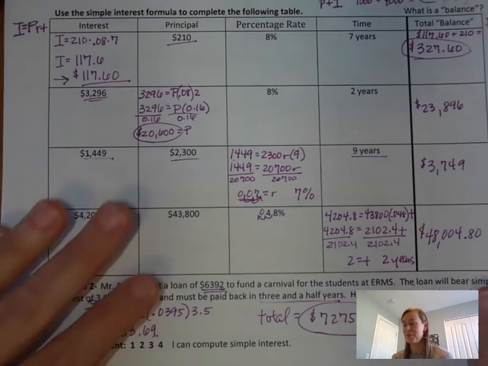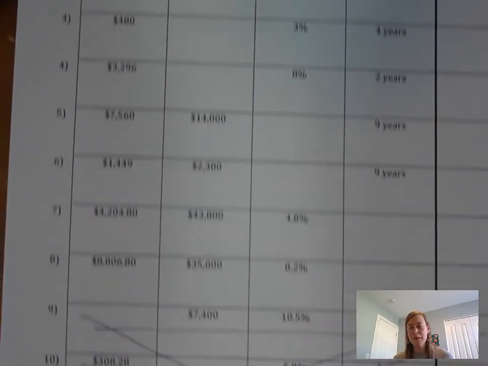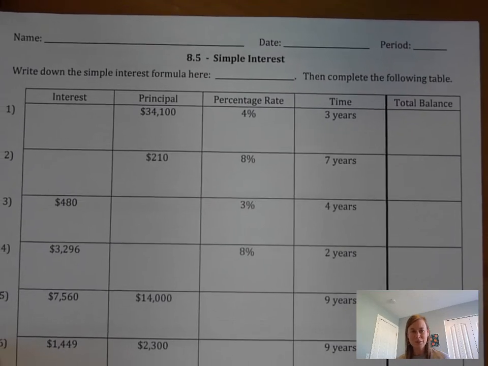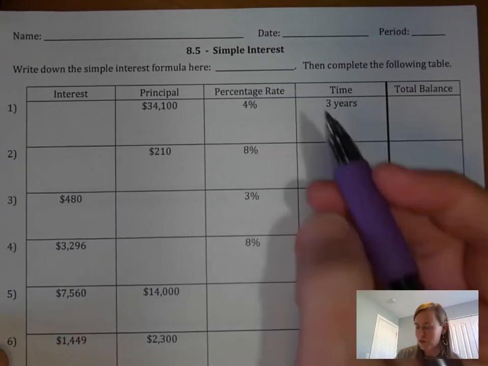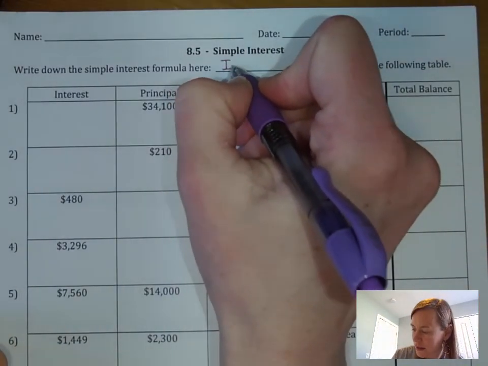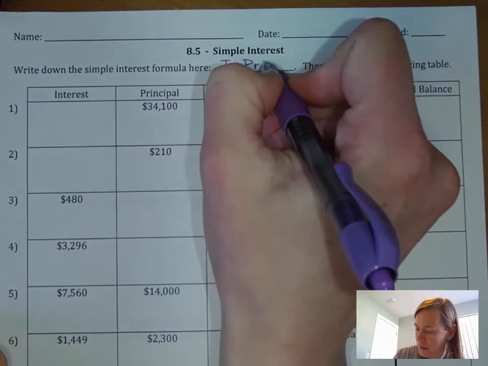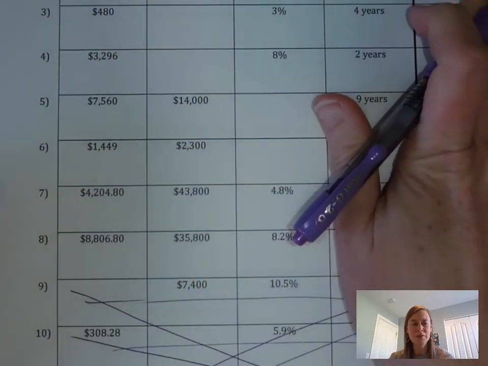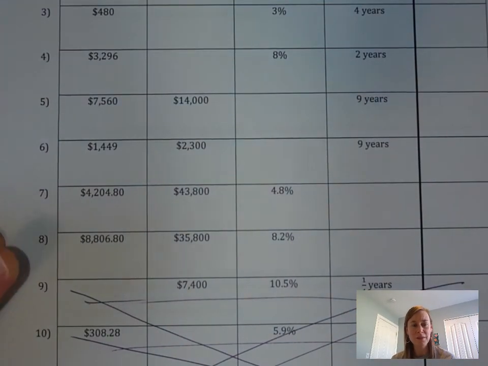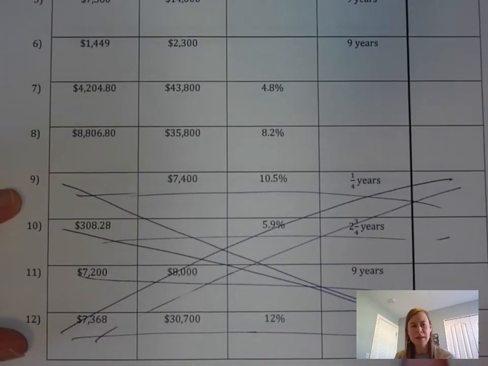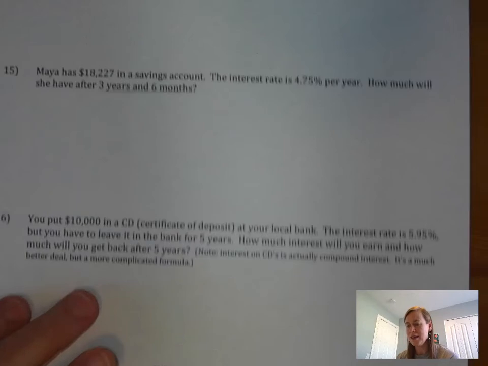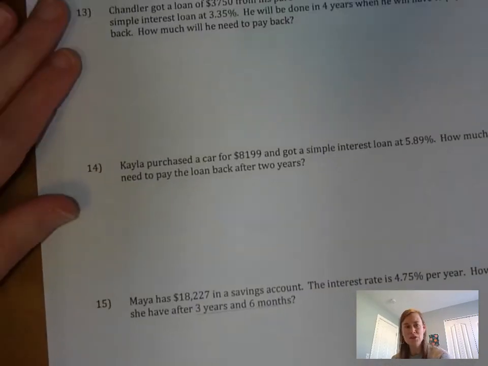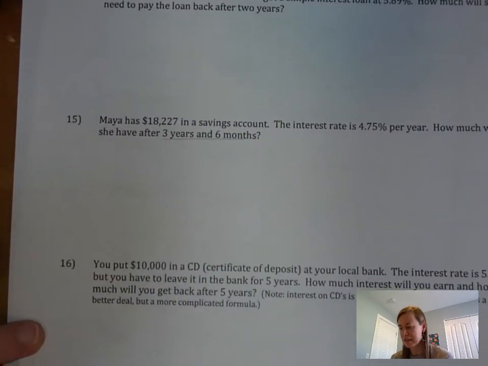Let's take a quick look at your assignment. On the first page, this is going to be exactly like what we were just doing in the notes, okay? The simple interest formula, I equals PRT. And then you're going to complete all this, but you don't have to do all of it. I'm asking you to do the first 8 problems, okay? If you want to skip 9 through 12, that's great. And then on this page, go ahead and do these 4 problems, 13 through 16.